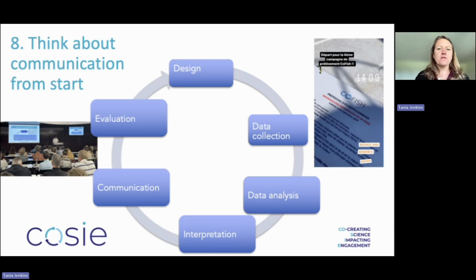Here I also refer back to the example of CoFish, the co-created citizen science project that we ran with fishers, where they were actually involved in the co-design of the project, the data collection, parts of the analysis, and in the communication, as here we have a fisher presenting at a conference. I'm not saying that all projects have to necessarily look like this, but it's important to think about what societal impact you want to have at the start of a project.